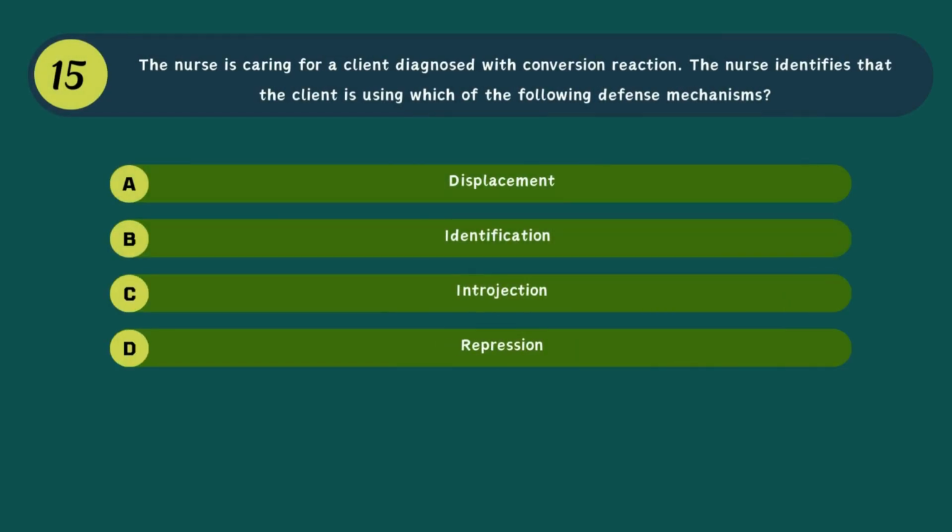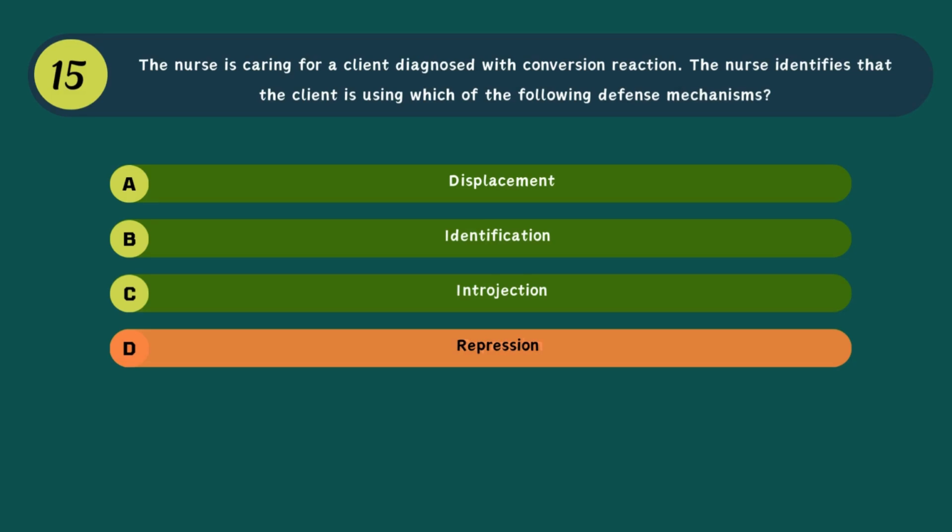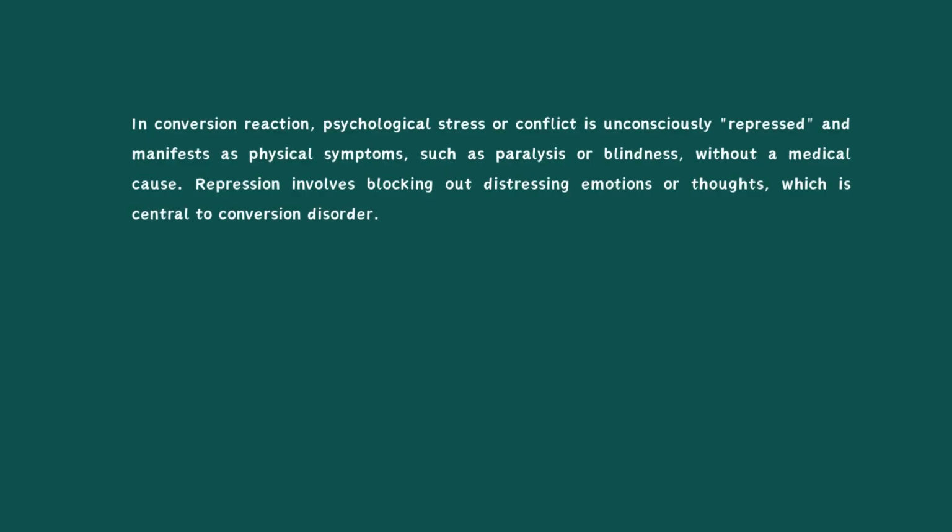Question 15. The nurse is caring for a client diagnosed with conversion reaction. The nurse identifies that the client is using which of the following defense mechanisms? A. Displacement. B. Identification. C. Introjection. D. Repression. Correct answer. D. Repression. In conversion reaction, psychological stress or conflict is unconsciously repressed and manifests as physical symptoms, such as paralysis or blindness, without a medical cause. Repression involves blocking out distressing emotions or thoughts, which is central to conversion disorder.